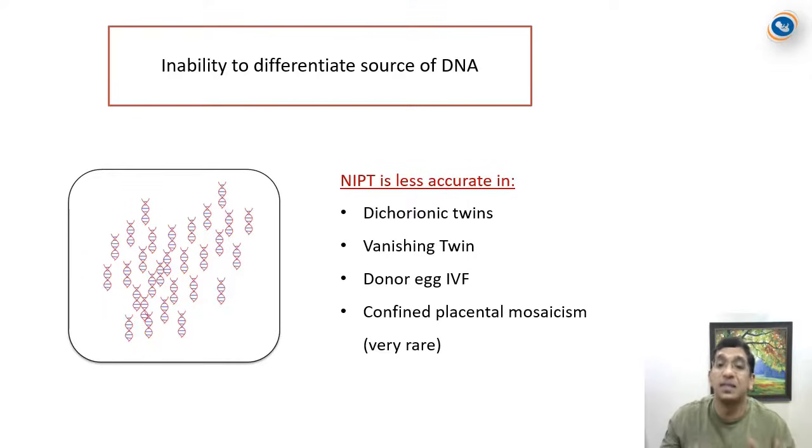Again, in donor egg IVF it is less accurate, because now you have three different origins. Originally, when you see cell-free DNA, you have the maternal part of the cell-free DNA and the fetal or placental part, half of which resembles the father, half the mother. But now you have a donor, which is a third source of completely different DNA. This can confuse the analyzer and you can get slightly less accurate results. And of course, confined placental mosaicism is a very rare condition in which the placental genetic constitution is different from the fetal, in which case your NIPT will reflect the placental condition and not the fetal condition.